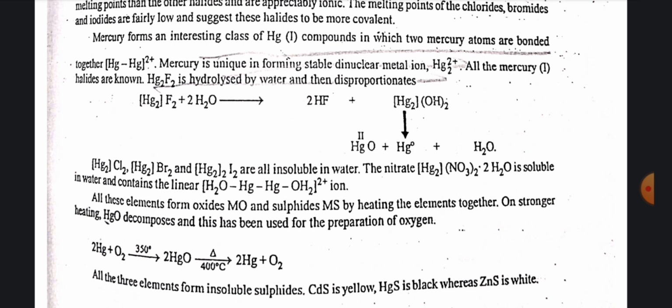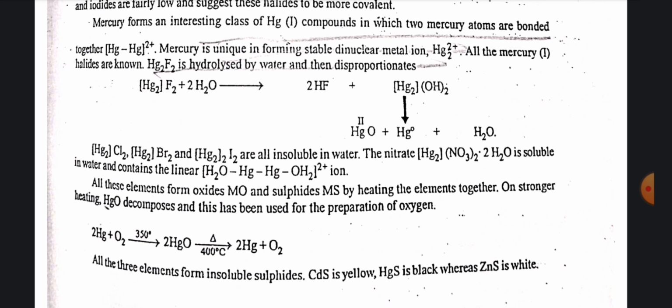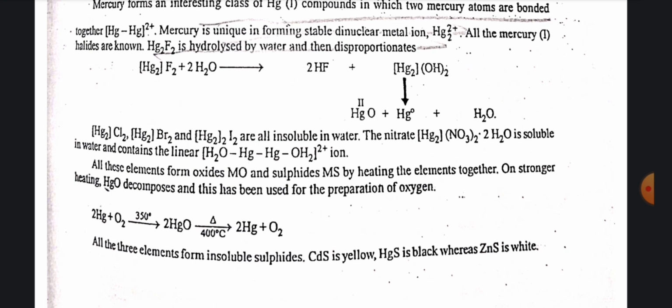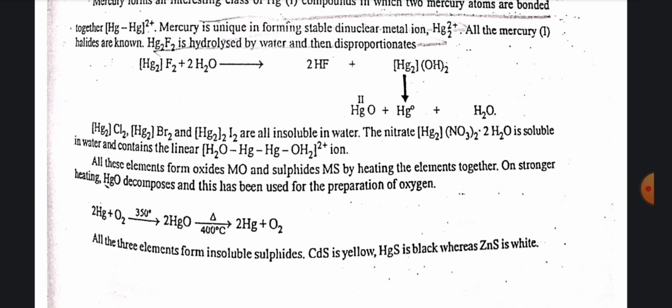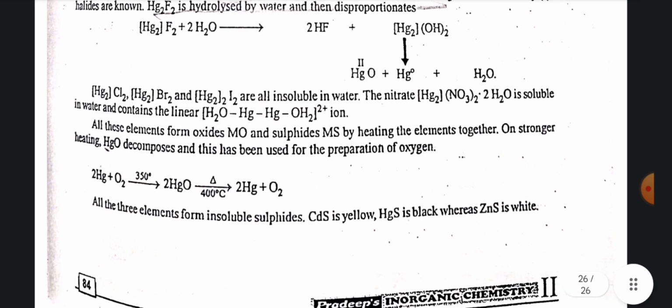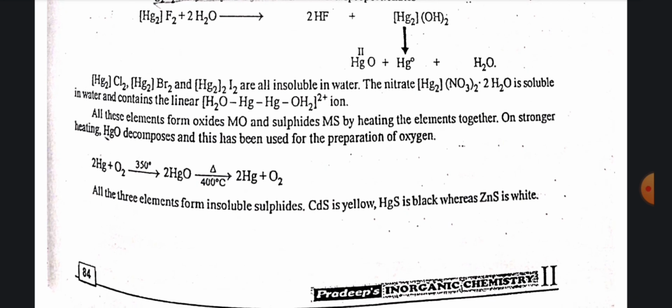Mercury forms an interesting class of compounds in which two mercury atoms are bonded together. Mercury is unique, forming the stable dinuclear metal ion Hg2 2+. All the mercury halides are known. Hg2F2 is hydrolyzed by water and then disproportionates. Hg2Cl2, Hg2Br2, and Hg2I2 are all insoluble in water. The nitrate Hg2(NO3)2·2H2O is soluble and contains the linear OH2-Hg-Hg-OH2 ion.